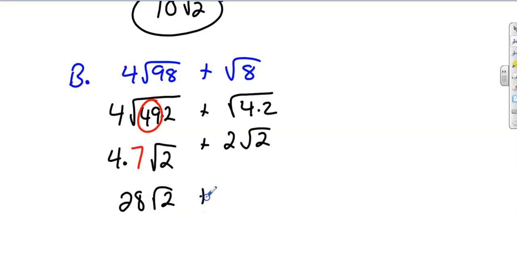Square root of 2. And then we're going to add this 2 square root of 2 to put this 8 back here. And again, once you're there, you've got the same thing in the radicands. So now you can do the 28 plus 2, make it 30 square root of 2.